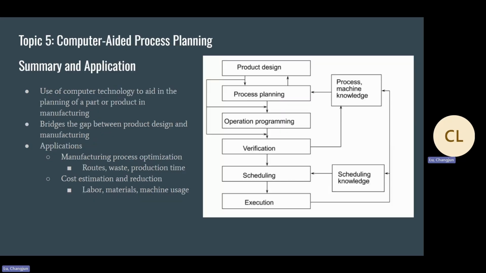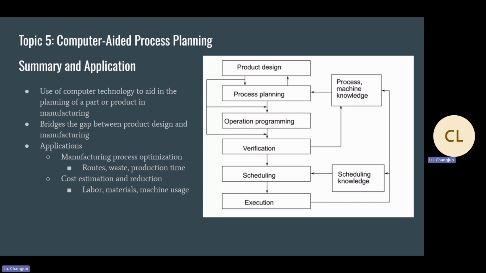And lastly, topic 5, computer-aided process planning. Computer-aided process planning is the use of computer technology to aid in the process of planning for a product or part in manufacturing. It bridges the gap between product design and manufacturing, and applications of CAPP include manufacturing process optimization, which helps in selecting and sequencing operations to optimize manufacturing routes, minimizing waste and production time.